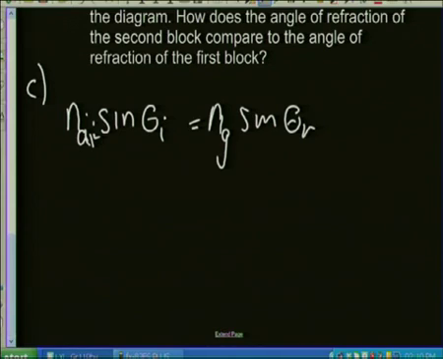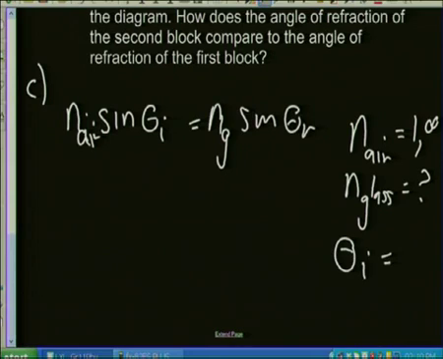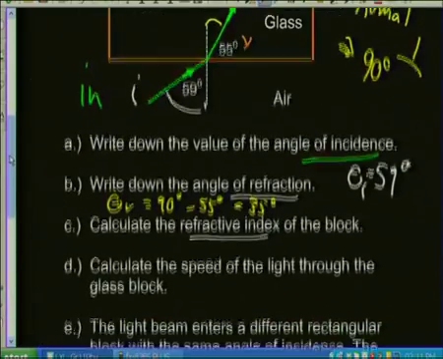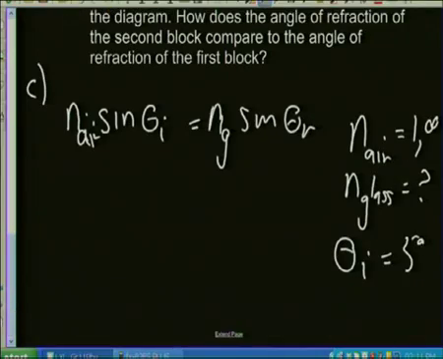So what's the refractive index of air? Well, let's just list our variables here. For air, we know it's 1.00. For glass, we don't know. That's what we've got to try and find. For the angle of incidence, we just read it off the diagram here. It's 59 degrees. And the angle of refraction was 35, because we subtracted from 90 to get the 35.